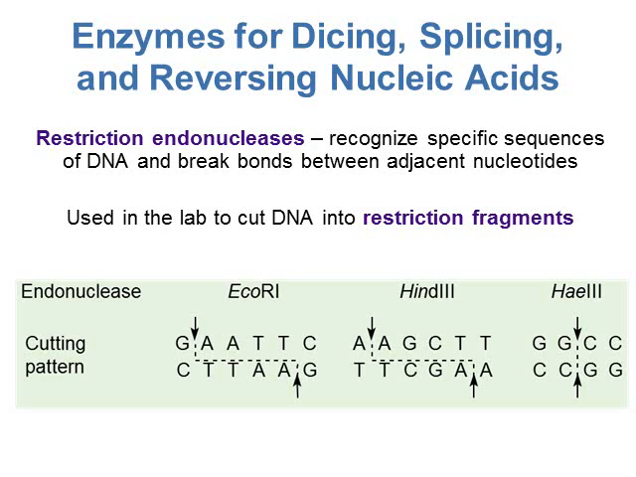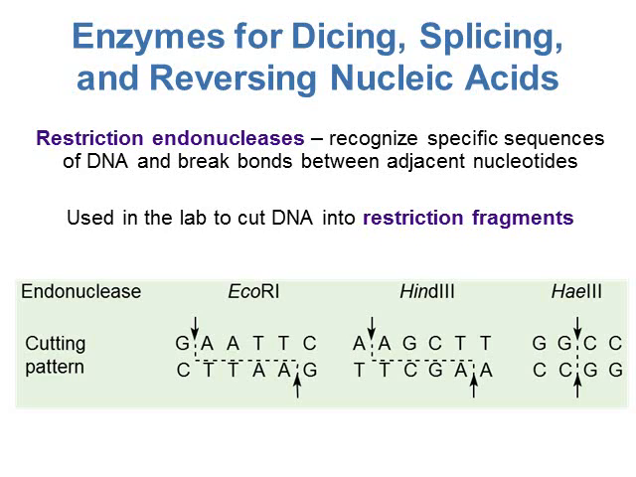So one tool that we can use is called a restriction endonuclease. Okay, so restriction endonucleases, these are enzymes that recognize specific sequences of DNA. So they're enzymes that can identify parts of DNA and then break the bonds between these adjacent nucleotides. So these enzymes are used for dicing DNA or splicing DNA, and then we can hook different DNA from two different organisms together using these restriction endonucleases. So these enzymes are used in lab to cut DNA into restriction fragments.